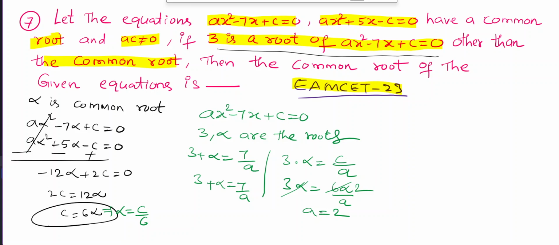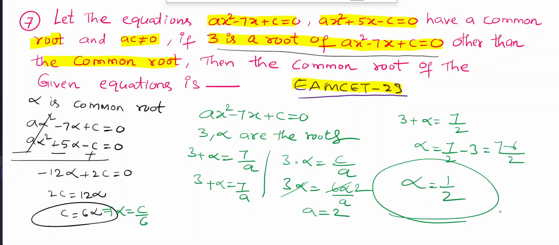A value is 2. Substituting a value in this equation, 3 plus alpha is equal to 7 by a, a is 2, this is 7 by 2. From this alpha is equal to 7 by 2 minus 3. Take LCM, this is 7 minus 6 by 2. Therefore alpha is 1 by 2. This is the common root for both the equations. Alpha is 1 by 2.